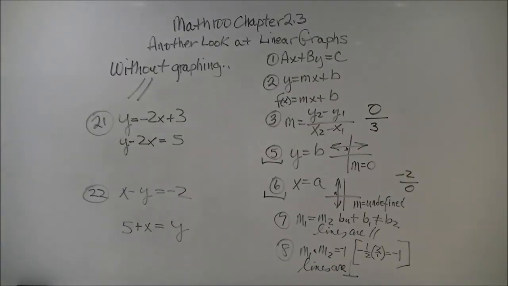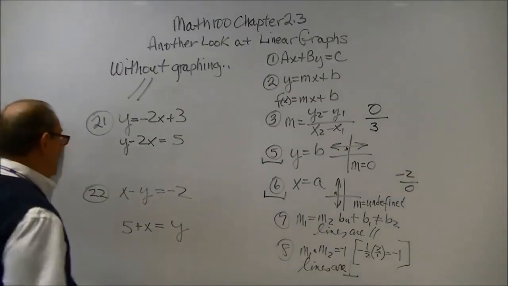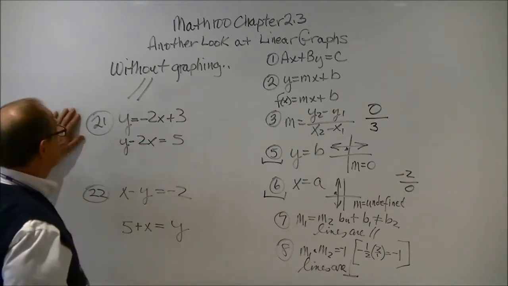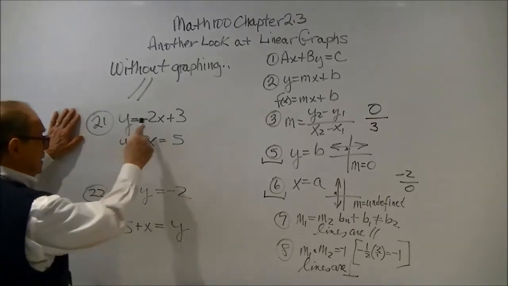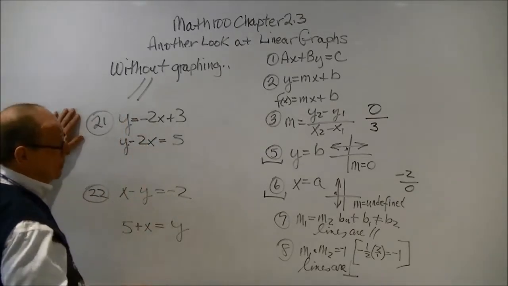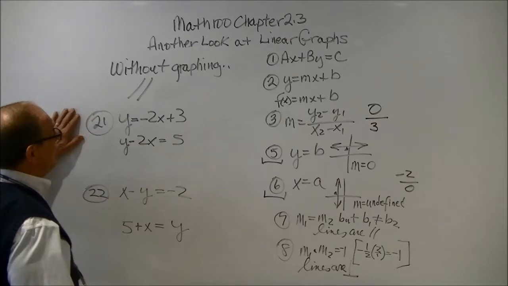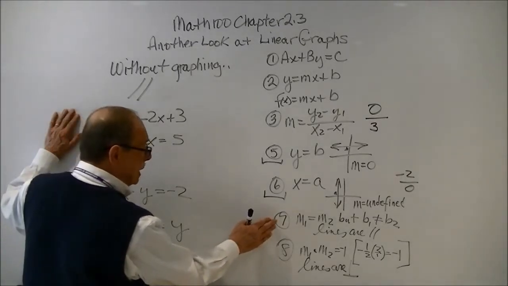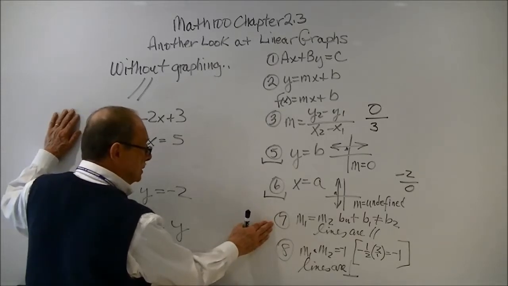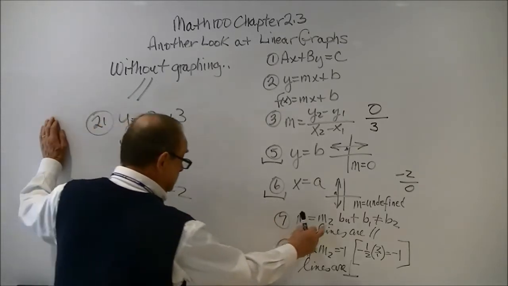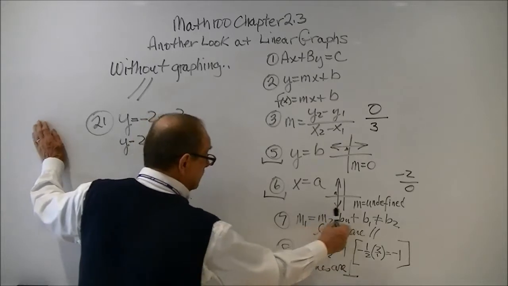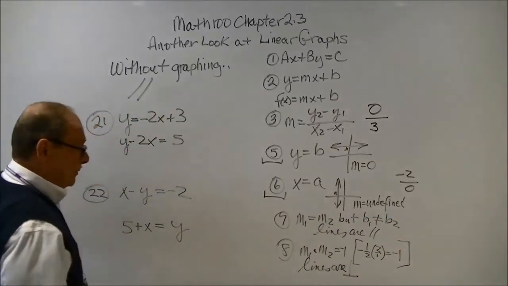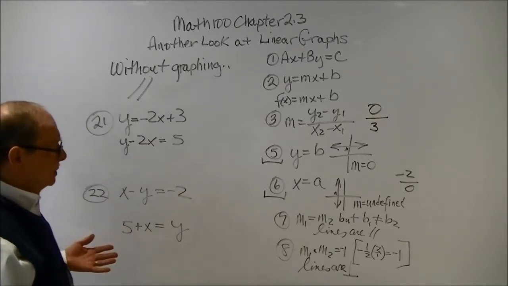In this next part, they want us to look at these equations without graphing them to determine if they are parallel or not. And our technique is we have to look at what the slopes of the lines are. If the slopes are the same, but the y-intercepts are different, they're going to be parallel. And for all of these, it's just really comparing the slopes.